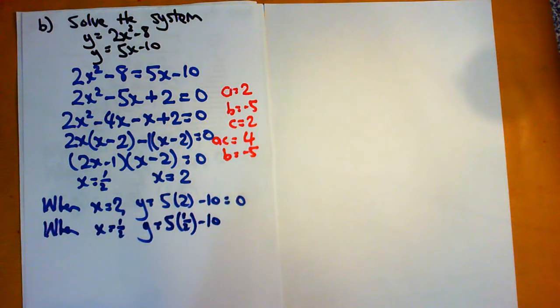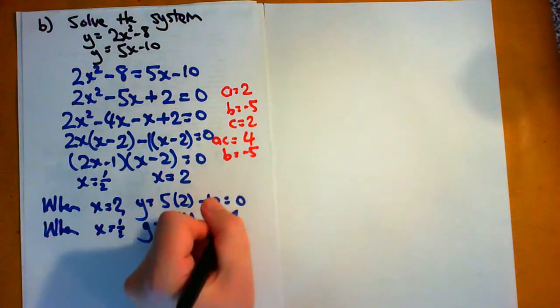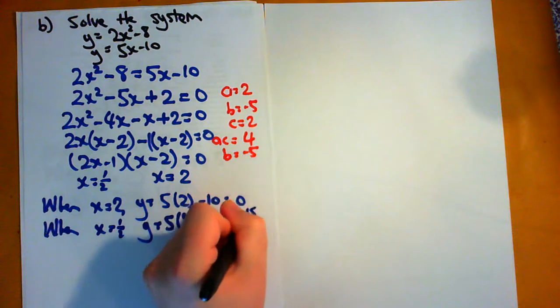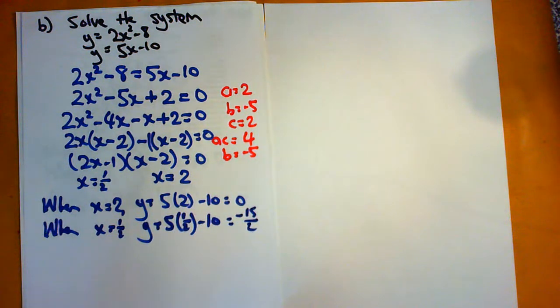So 5 times 1/2 is 5 upon 2, minus 10. 10 is 20 upon 2, so we've got 5 upon 2 minus 20 upon 2, which is negative 15 over 2. Okay, let's check that that fits the first equation, which was 2x squared minus 8.